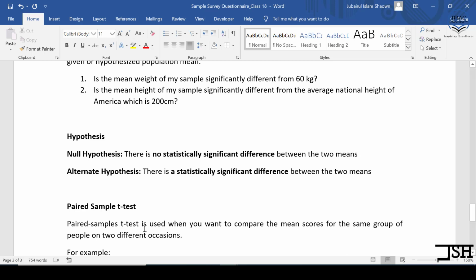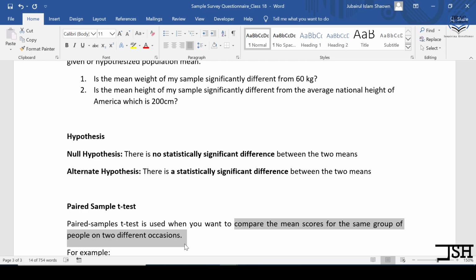Paired sample t-test is used when you want to compare the mean scores or the average scores for the same group of people on two different occasions. This is the most important part. Compare the mean scores for the same group of people on two different occasions. So we have collected data from the same group of respondents twice, and then we are going to compare those two pieces of information.